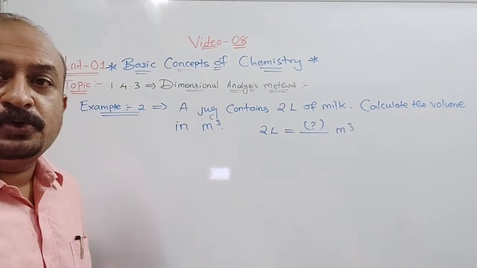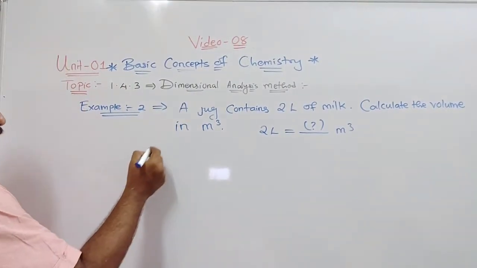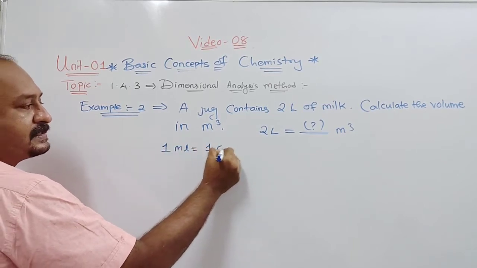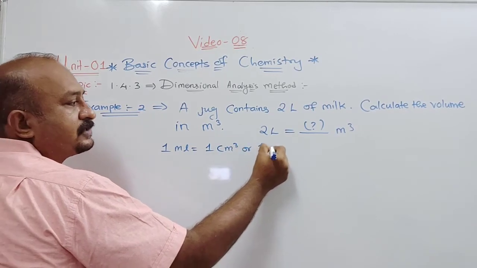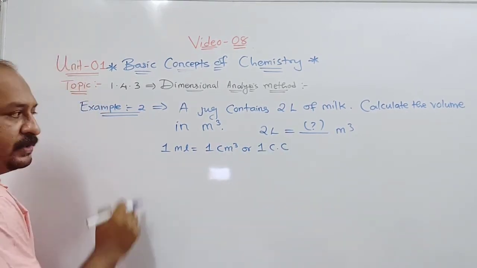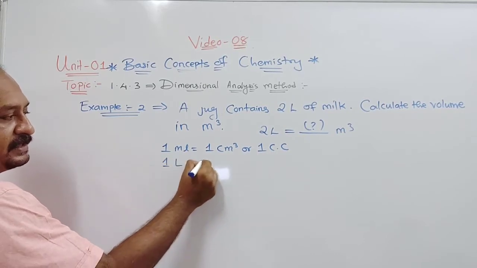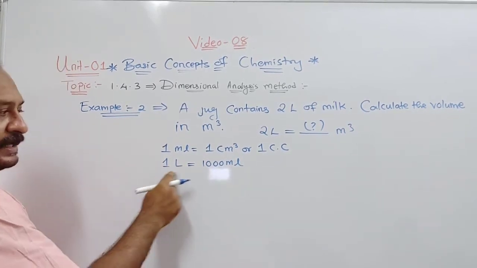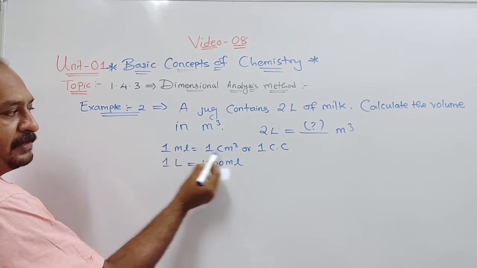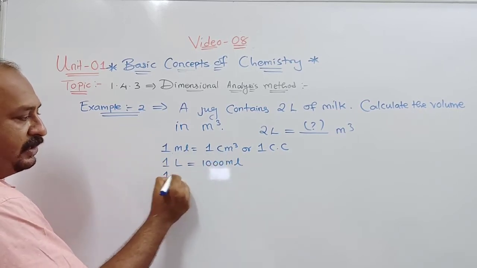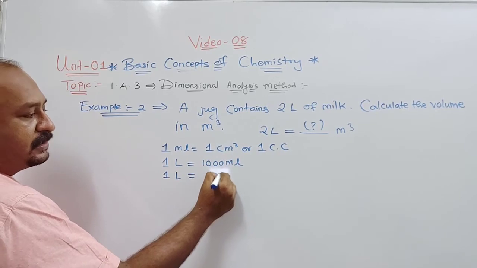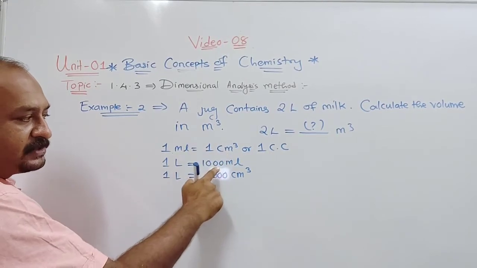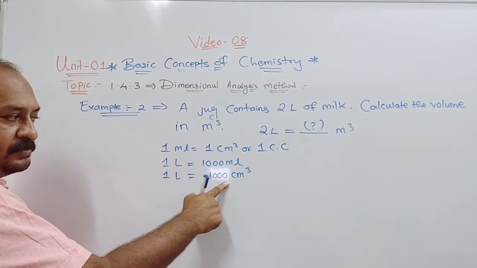But before that, you must know one formula. What is that formula? 1 ml is equal to 1 centimeter cube, or we can also call it 1 cc. Now we know that 1 liter is equal to 1000 ml, what we have studied in lower classes. So 1 ml is equal to 1 centimeter cube. So can I write 1 liter is equal to 1000 centimeter cube? Because 1 ml is equal to 1 centimeter cube, so 1000 ml is equal to 1000 centimeter cube. Understood this part?